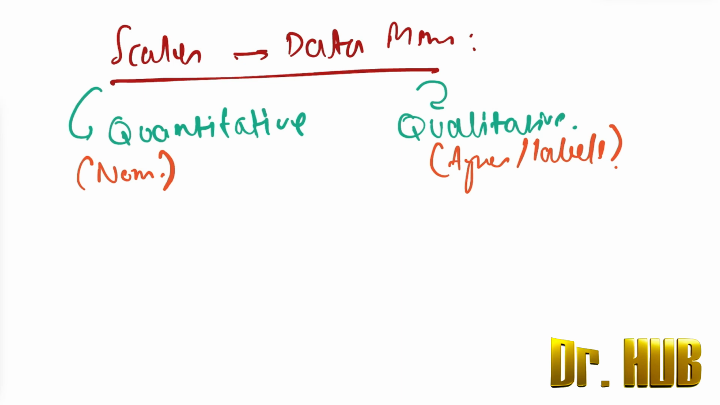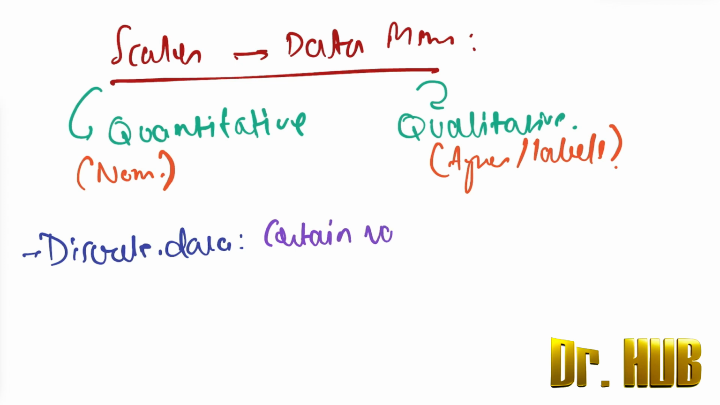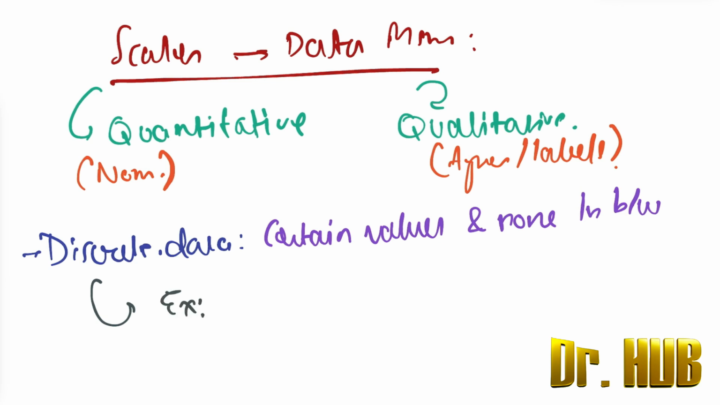So what is discrete data? Discrete data basically takes certain values and none in between. An example is the number of cancer patients in a hospital.